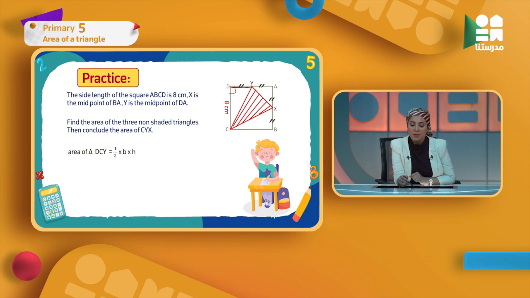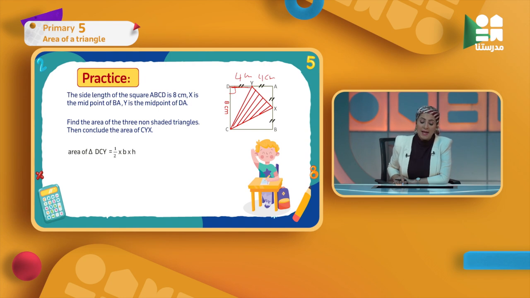We said that the four sides are equal, each one of them is 8 centimeters. And as you see here, DY is equal to YA. It means that DY is half DA. So half the 8 centimeters is 4 centimeters. So DY is 4 centimeters and AY also is 4 centimeters. Then now I have the height and the base. Now I can answer my question.